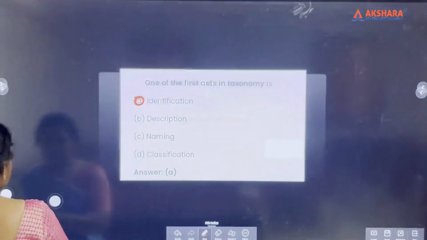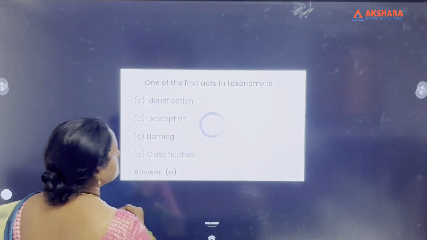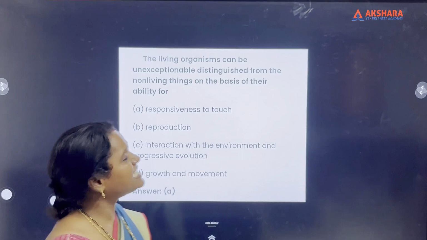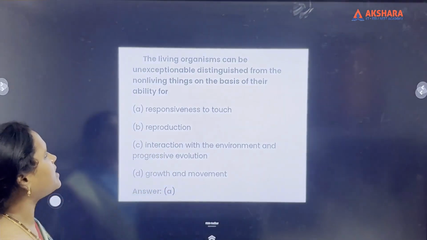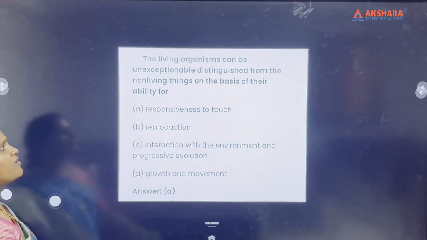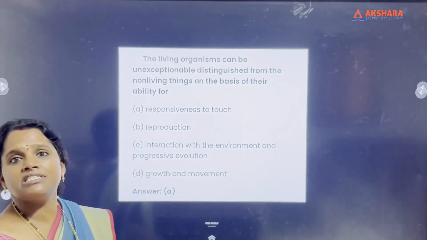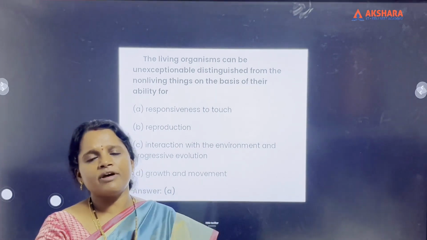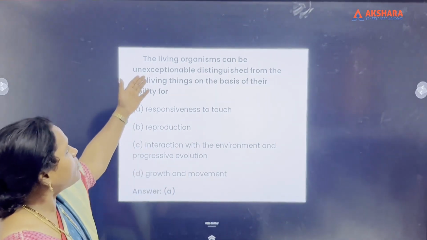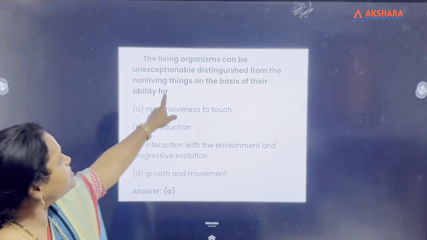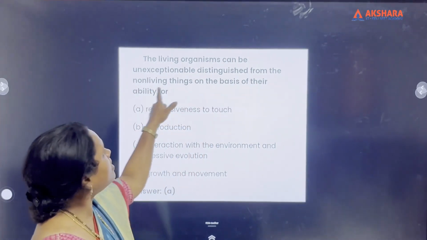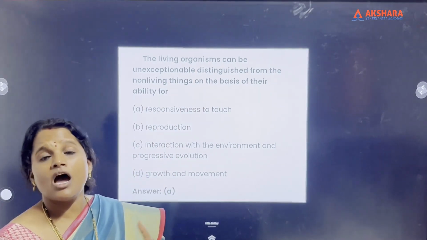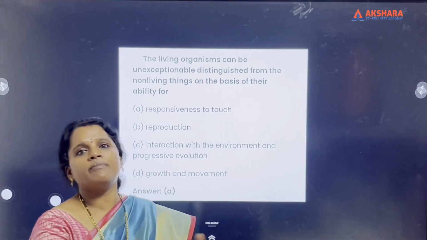Identification. Let's go to the next question, which was asked recently. The living organism can be unexceptionally distinguished from the non-living things on the basis of their ability for. Here the question is asking how you distinguish a living organism from a non-living one. So you get the question, I think. How do you distinguish a living from a non-living one?